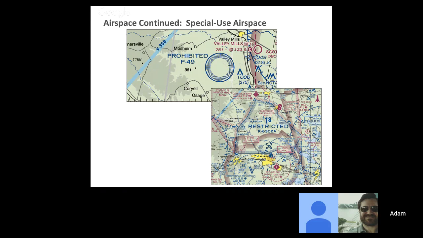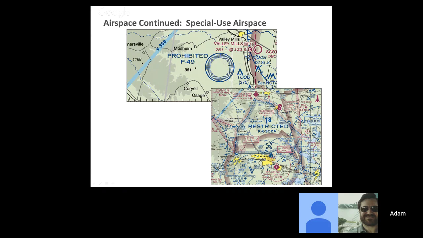The first 2 that we'll talk about are prohibited and restricted. Prohibited and restricted airspace is airspace that you want to avoid. Prohibited more so. Prohibited airspace you're actually not allowed to fly through regardless of the circumstances. If you are flying on a VFR flight and you're not in communication with air traffic control, you cannot fly through prohibited. Even if you are in contact with air traffic control, you still cannot fly through it.